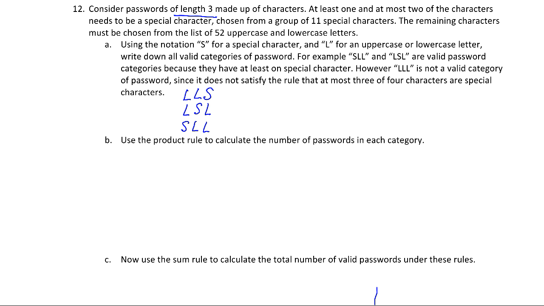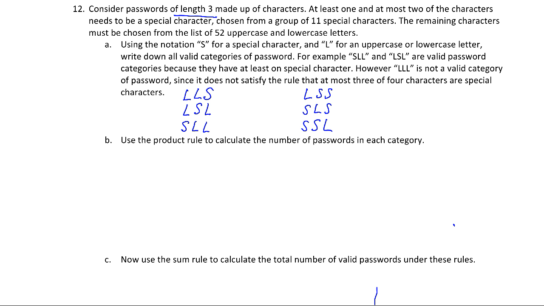And similarly, when we have 2 special characters, we can either put the letter first, the letter second, or the letter third. Okay, so there's 6 possibilities of orders of special characters and normal letters in our passwords.